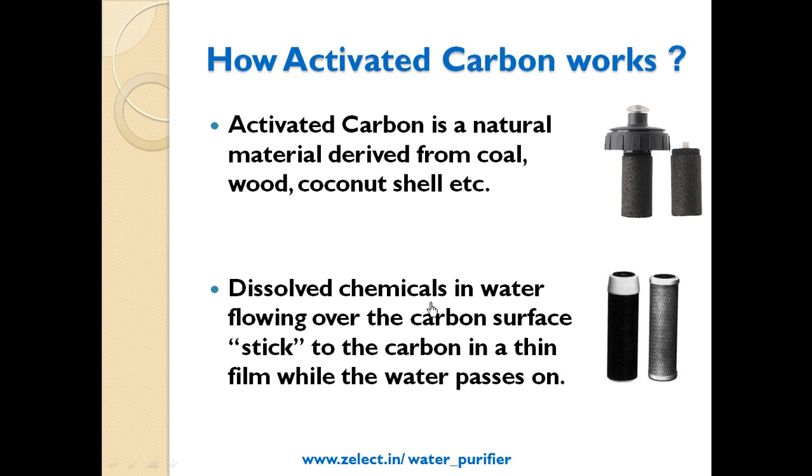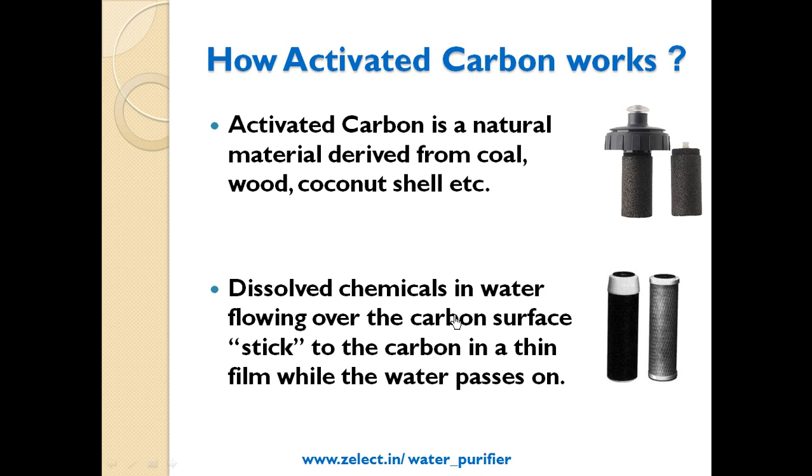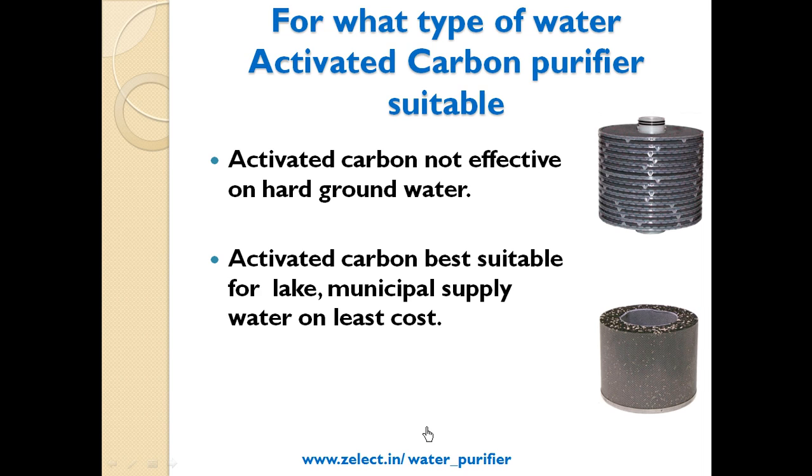How does activated carbon work? Activated carbon is a natural material derived from coal, wood, or coconut. Dissolved chemicals in water flowing over the carbon surface stick to the carbon in a thin film as the water passes on. For what type of water is activated carbon suitable? Activated carbon is not effective on hard groundwater, and it is best suited for lake or municipality supply water at least cost.